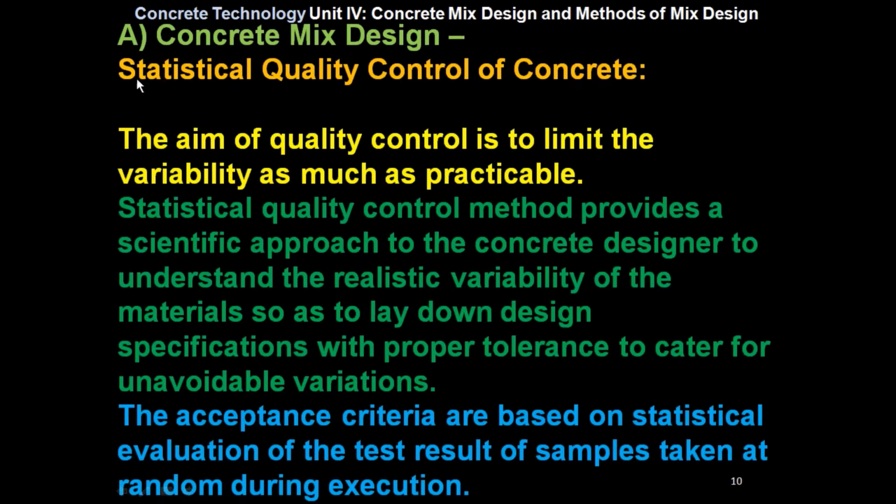Now we will see the statistical quality control of concrete. The aim of quality control is to limit the variability as much as practicable. Statistical quality control method provides a scientific approach to the concrete designer to understand the realistic variability of the materials so as to lay down design specification with proper tolerance to cater for unavoidable variations. The acceptance criteria are based on statistical evaluation of the test result of samples taken at random during execution.